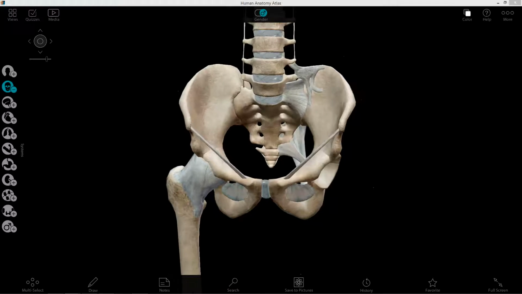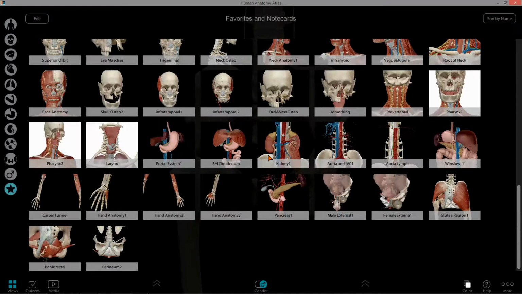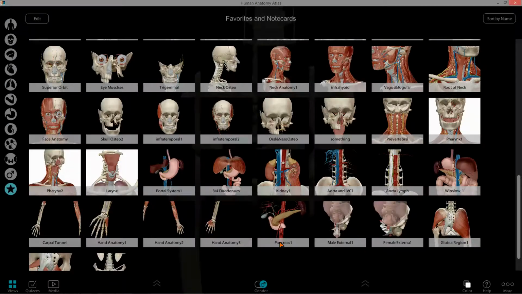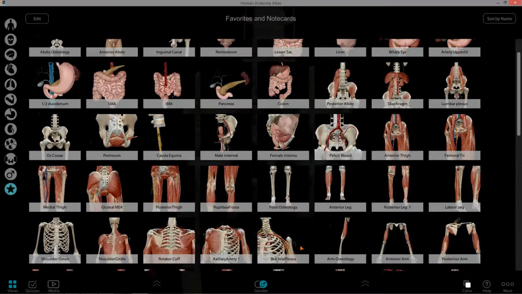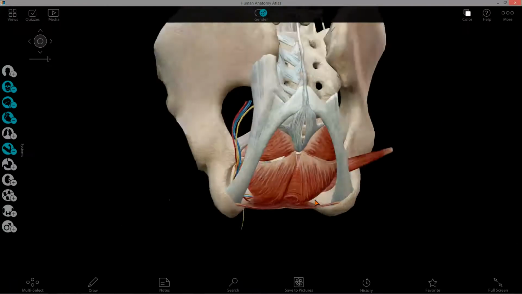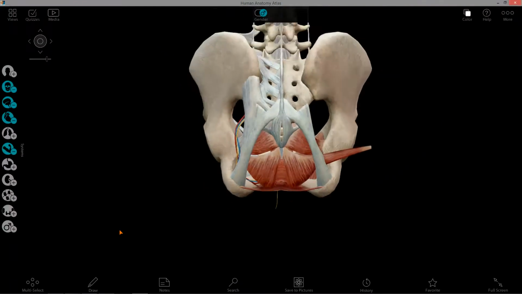All right, so now I'm going to move on to the perineum, or the perineum, as soon as I find where I put it. There it is. Okay.